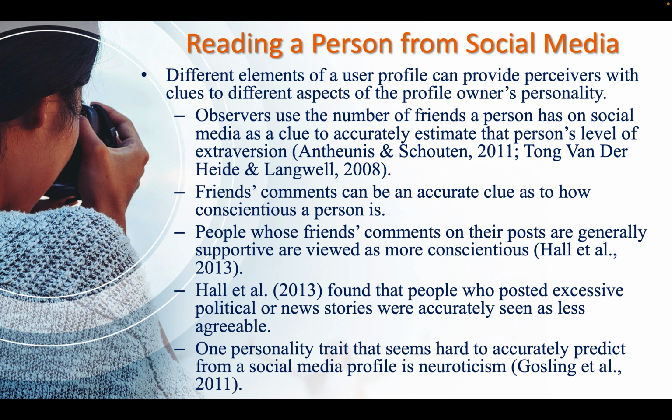Hall in 2013 found that people who posted excessive political or news stories were accurately seen as less agreeable. One personality trait that seems hard to accurately predict from a social media profile is neuroticism.